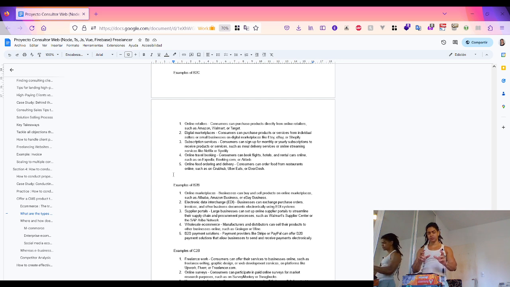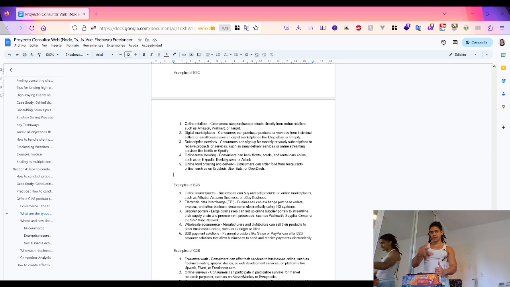Wholesale e-commerce, where manufacturers and distributors sell their products to businesses, like Uline or Grainger, and business to business payment solutions like PayPal or Stripe.